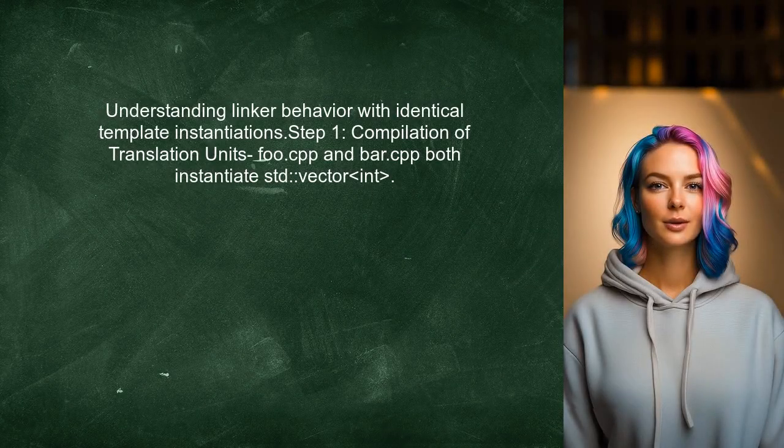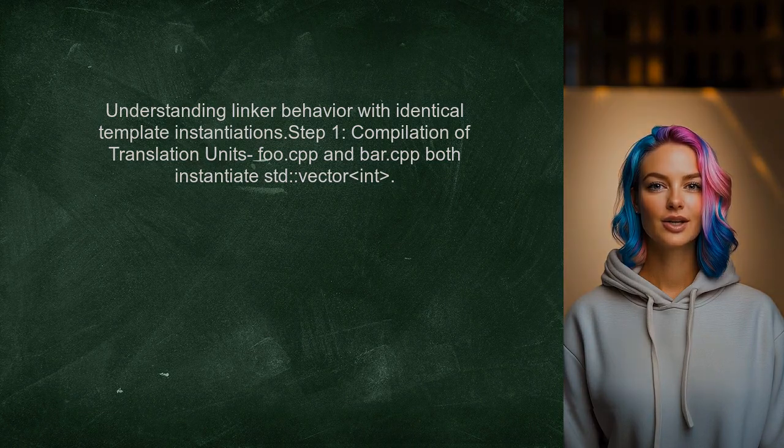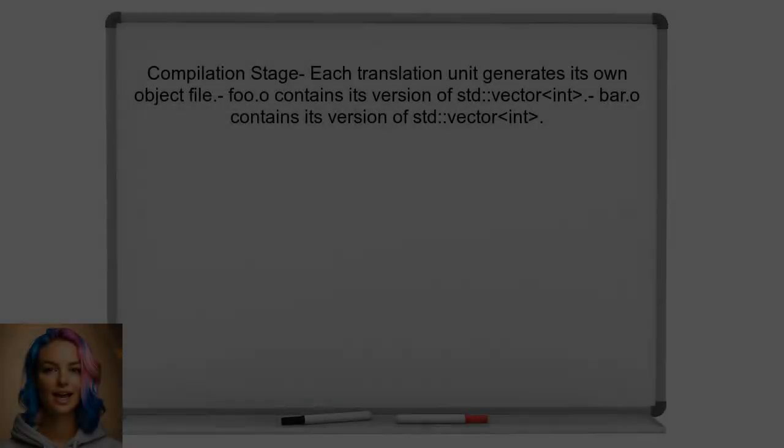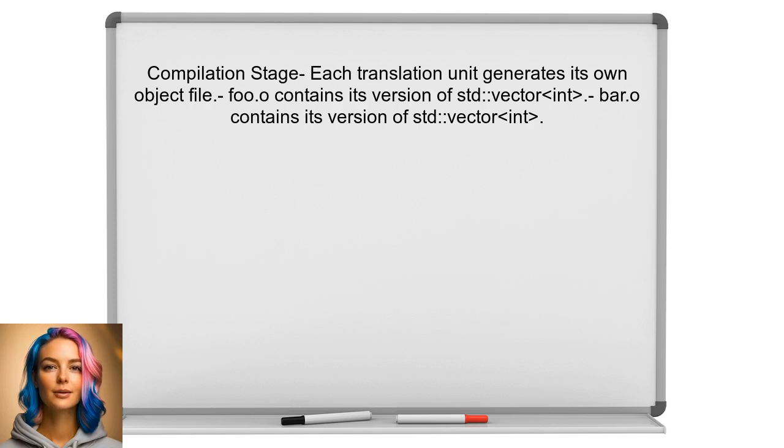To understand how the linker handles identical template instantiations, we first need to clarify what happens during the compilation of each translation unit. In our example, both foo.cpp and bar.cpp instantiate std::vector<int>. During the compilation stage, each translation unit generates its own object file. This means that foo.cpp and bar.cpp will each have their own version of std::vector<int> in their respective object files.